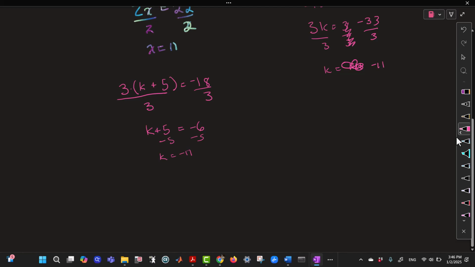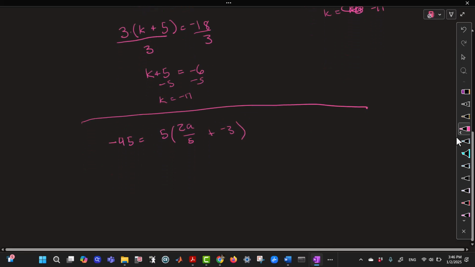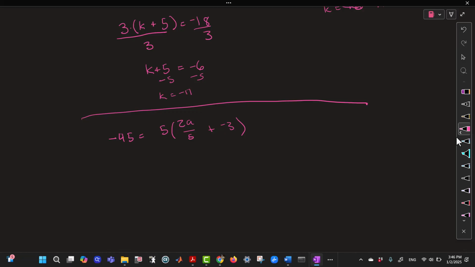Alright, let's try one that looks hard. Let's see if it is hard. Negative 45 equals 5 times 2a over 5 plus negative 3. So we got all kinds of stuff going on here. And there's lots of different ways you can do this one.